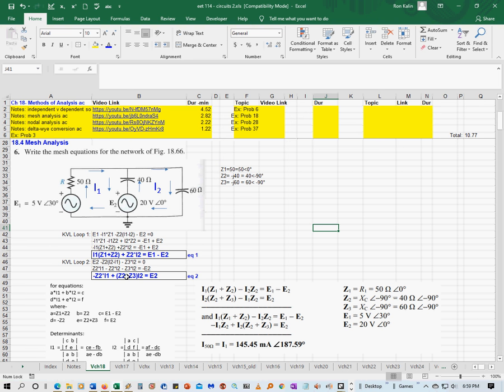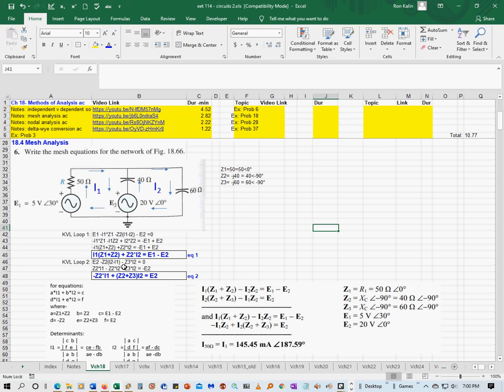Remember, these are all voltages. Each one of them is a voltage. You have this voltage, and then you have this impedance times this current, and this impedance times this current. So you have to make each one of these a voltage. Doing anything else doesn't make any sense. This is an equation of voltages.